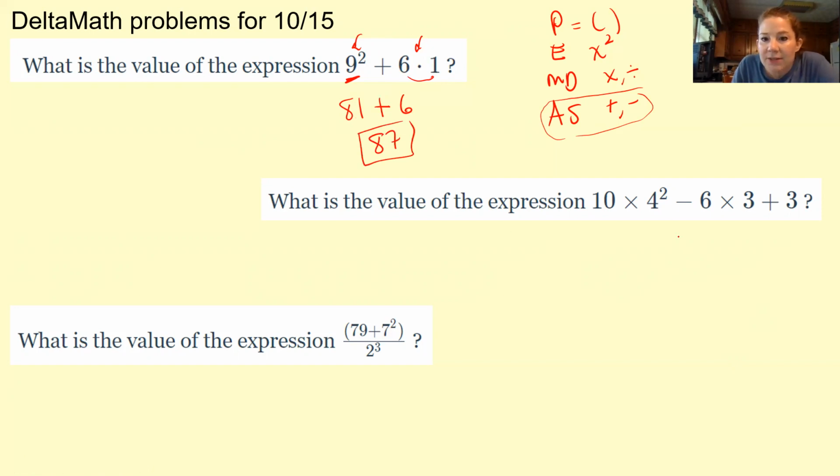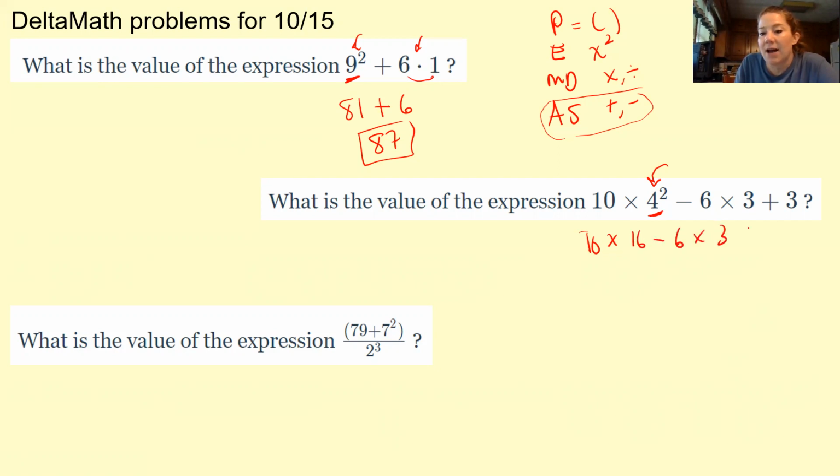All right, the next one, I don't see parentheses, but I do see an exponent right here. So we must do that first. So it's not 10 times 4, 40 squared. No. We multiply after we do exponents. So first thing we do is 4 squared. 4 times 4 is 16.